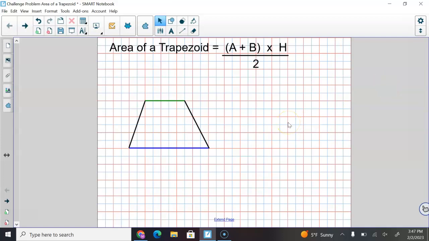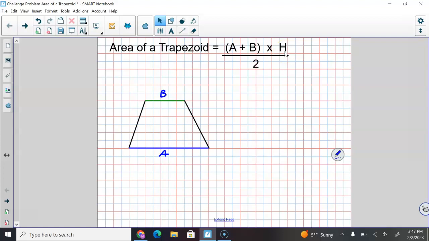A and B are the two parallel sides, and sometimes people will call those the bases, or base 1 and base 2. So if I label those right here, I'm going to say that this right here is A, and then this one right here is B, okay? So that's A and B. The H stands for height, okay? So we want to talk about the height of this trapezoid.